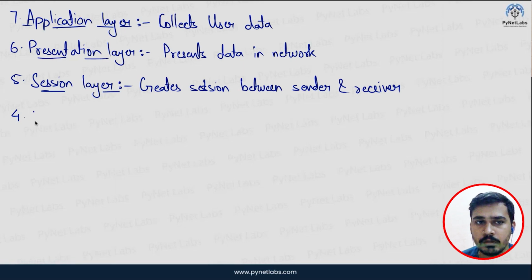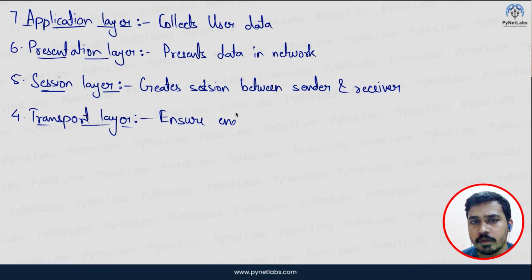If we move further, the fourth layer is the transport layer. The transport layer is pretty simple. It ensures end-to-end connection. It makes sure that you are connected to your partner or whoever you want to communicate with.